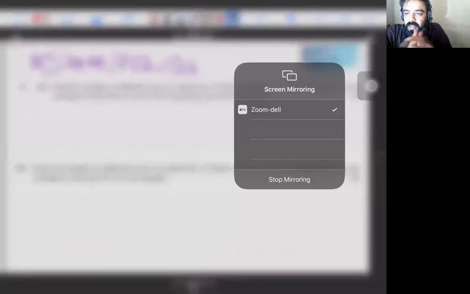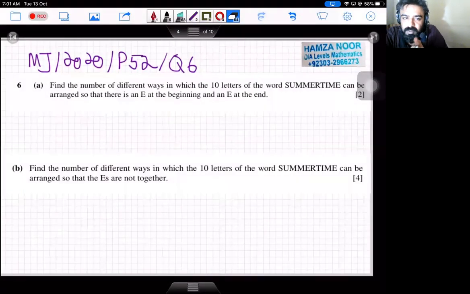Assalamu alaikum students. So here we are with another question of the topic permutation and combination. And again, the attempt is the most recent one, May, June 2020, paper 5 2, question number 6. Part A is saying find the number of different ways in which the 10 letters of the word summertime can be arranged so that there is an E at the beginning and an E at the end.